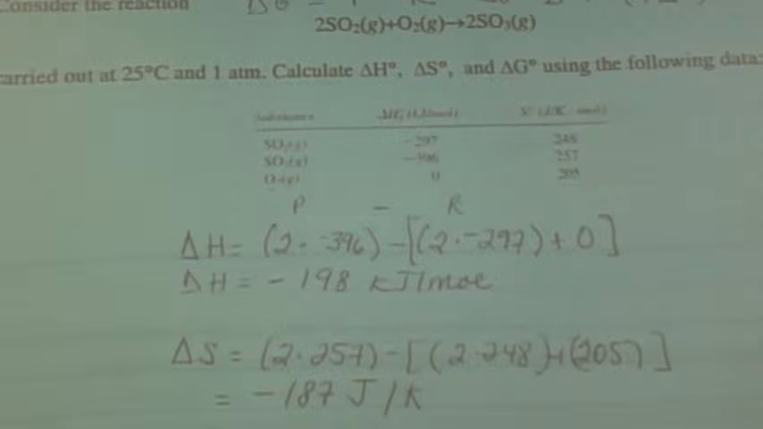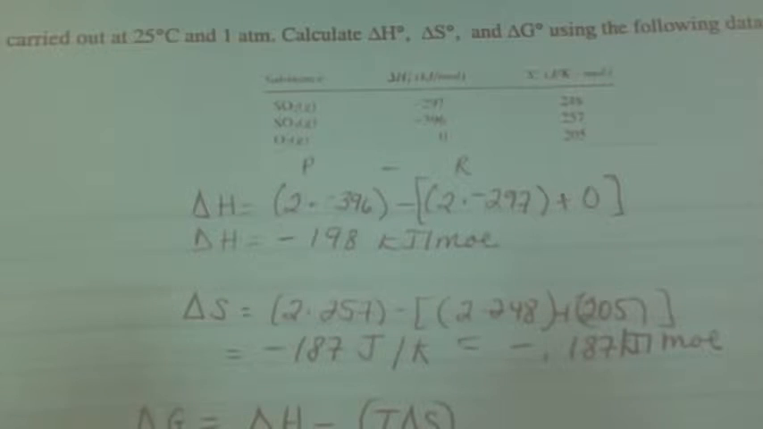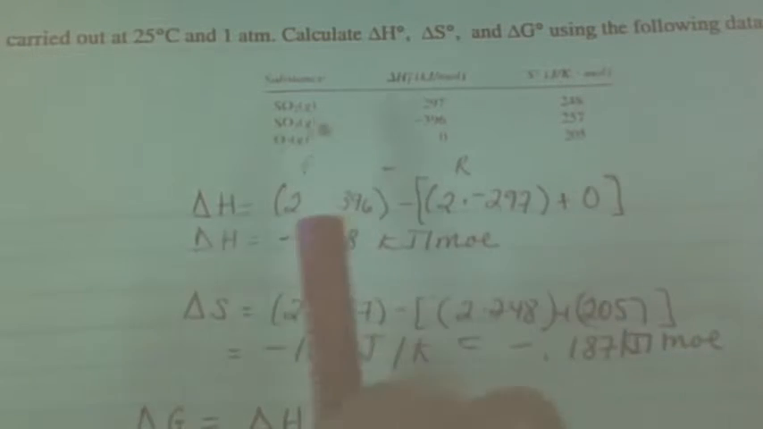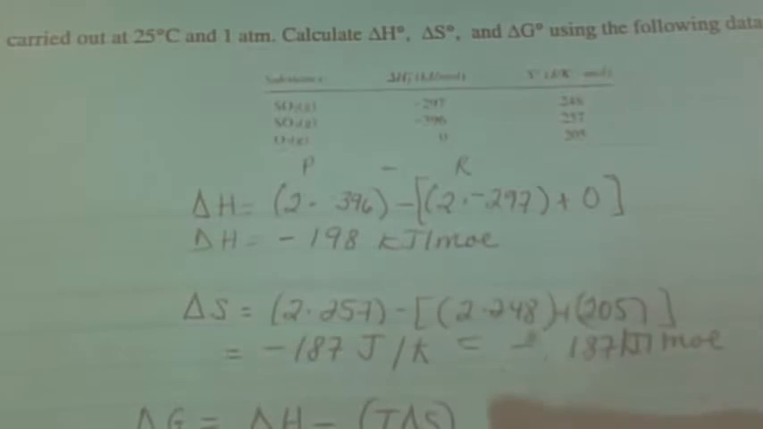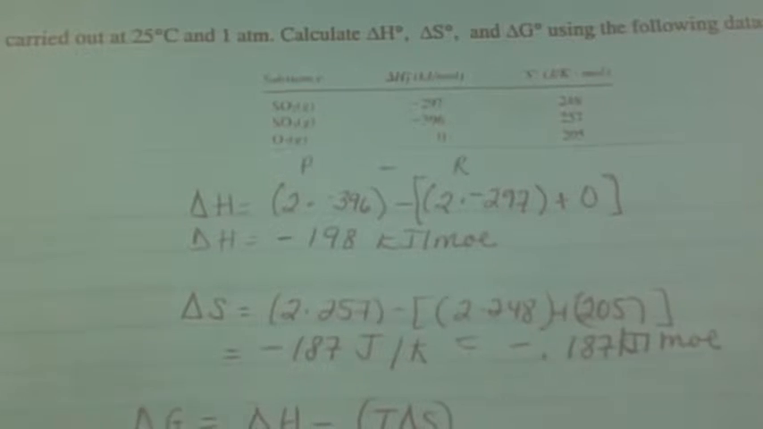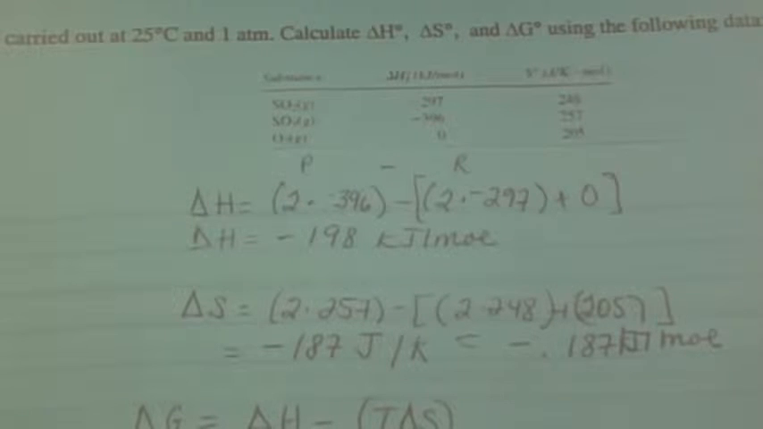Right this moment in time, before we forget, let's change delta S to a compatible unit. That would be negative 0.187 kilojoules per mole. And now we're ready to figure out delta G. That's equal to minus 198 minus the quantity 25 degrees Celsius, which is 298 K, times a negative 0.187. And I have no idea what it is.